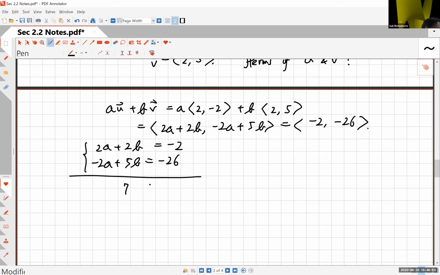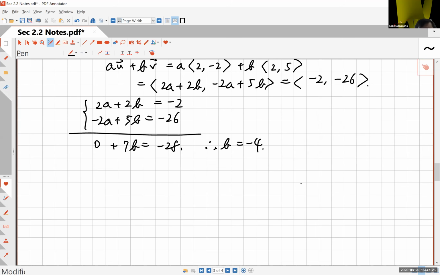So if you add these vertically, the first column is 0, and the second column is 7b, and that's equal to negative 28. Such a nice number because I wrote the problem. So that means b is equal to negative 4. And by the way, I hope these three dots will make sense to you. I should have included this in our basic notation handout, but the three dots mean therefore, the conclusion mathematically is b is equal to negative 4. And then you can plug this into what?